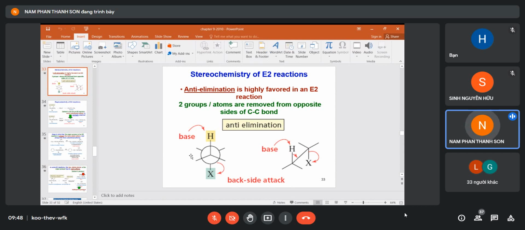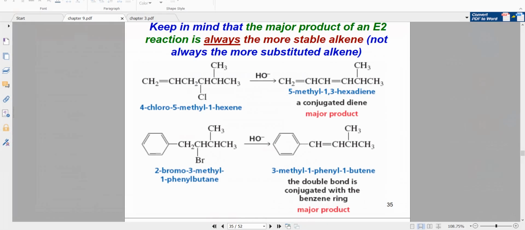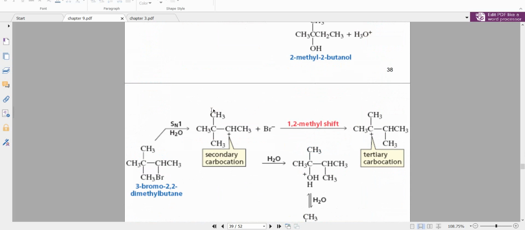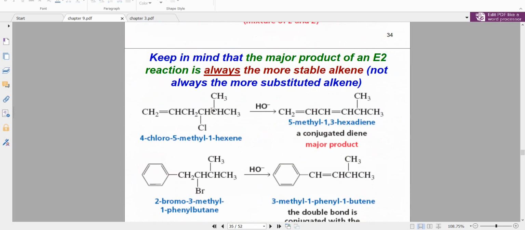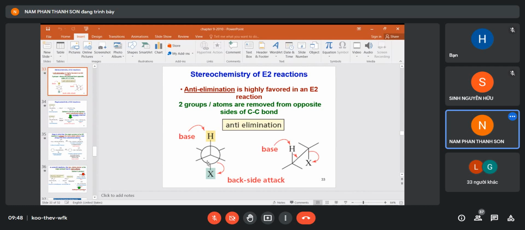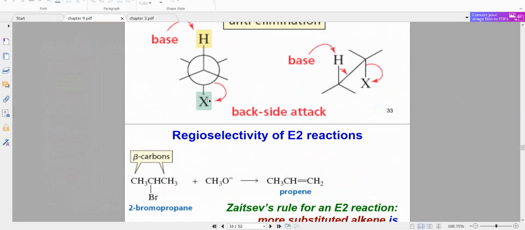Everyone take a note here on slide 33. You will see this one again in your final exam definitely. So take a note here.